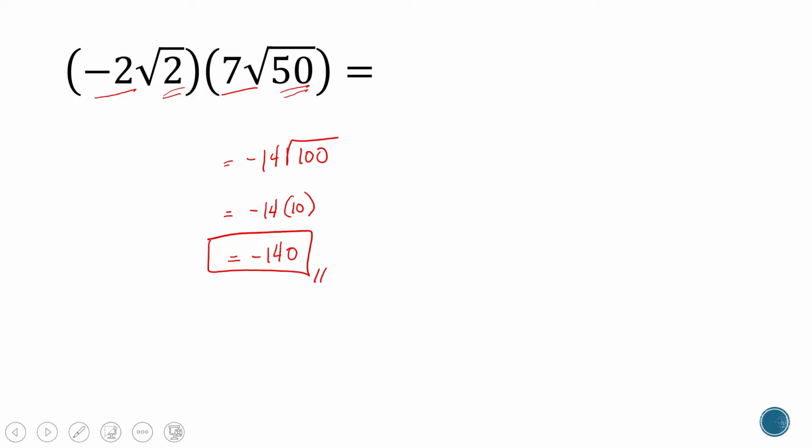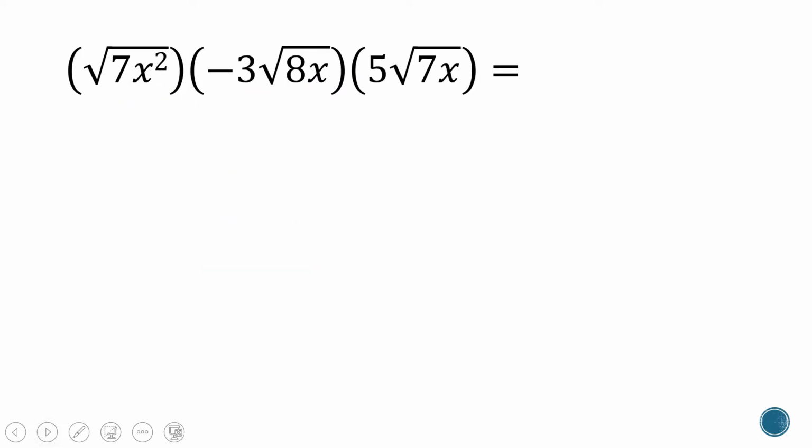Let's go to the second one. Now here, again, all the indices are the same, meaning we can perform the operation on the coefficients and also on the radicands. So let's multiply first negative 3 and 5. That's negative 15. Square root of. Now here you might be thinking you will multiply 4, 8, and 7, and that's going to give you a big number.